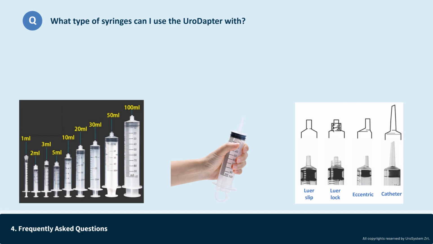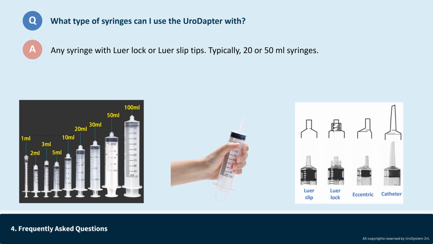The UroDapter is compatible with all Luer slip, Luer lock, and eccentric tip syringes. The only syringe type it is not compatible with is the catheter tip type, which are not typically used for intravesical drug delivery. So in summary, the UroDapter can be used with any syringe size, provided it has a Luer lock or Luer slip tip, with the common sizes being 20 or 50 milliliters.